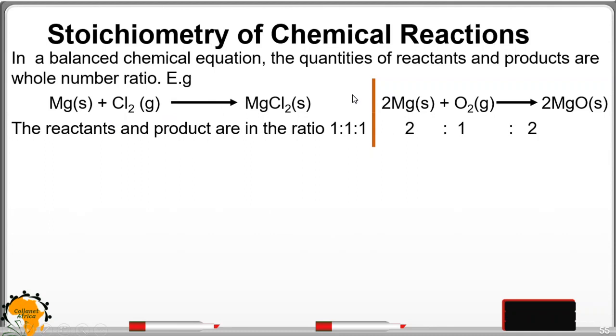In the second part, magnesium is reacting with oxygen gas to form magnesium oxide. In this case, you need to balance the equation by putting a 2 here, because we have 2 atoms of oxygen in one molecule. So to make this one 2, you put a 2 here, meaning you change the number of magnesium atoms on this side, so they become 2. Therefore, you need to put a 2 here. So the whole number ratio or the mole ratio is 2 for magnesium, 1 for oxygen gas, and 2 for magnesium oxide.